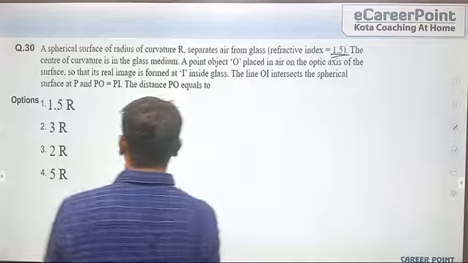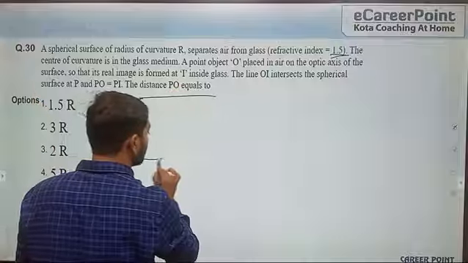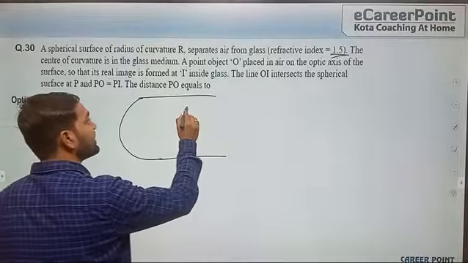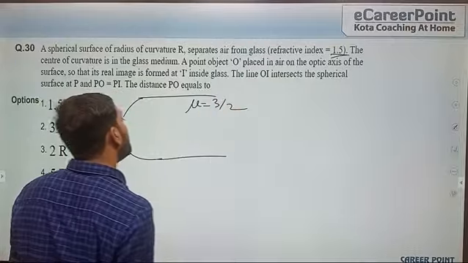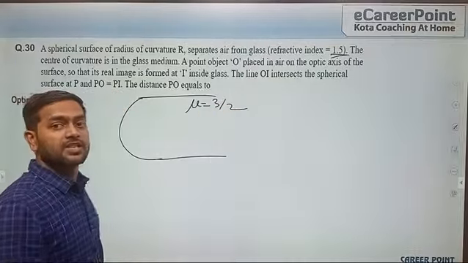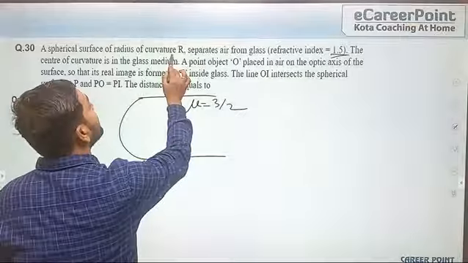First we'll draw the diagram here. Okay, so this is our spherical surface. It has the refractive index of 3/2. And the radius of curvature is how much? Radius of curvature is R, given, right?